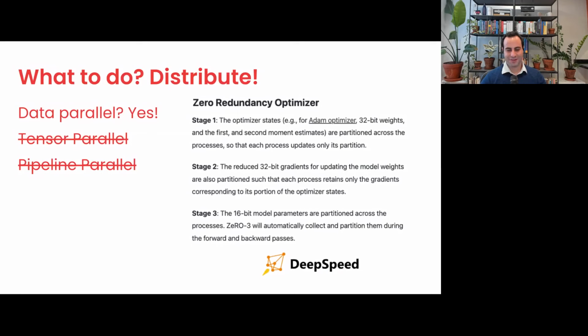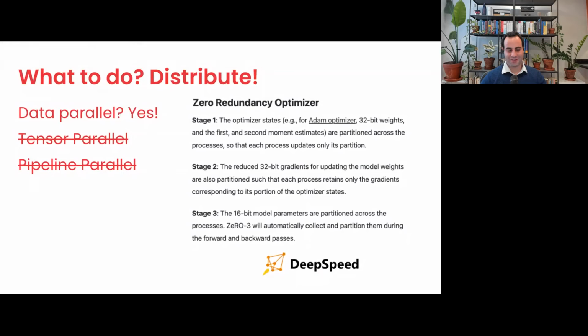Then you go to stage 2. You're getting all these gradients. And since you only have part of the optimizer, you only need the part of the gradient that corresponds to that. So you can split the gradients up and shard them among all the GPUs. That's awesome. That just saved you a ton of memory. Keep in mind, gradients were 4 out of our 8 bytes.